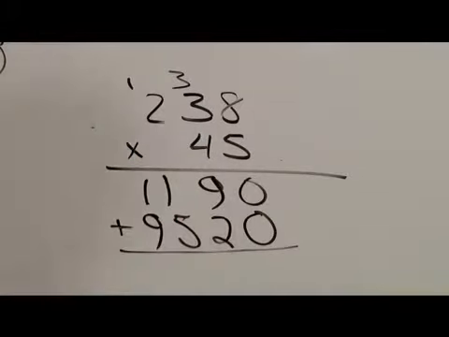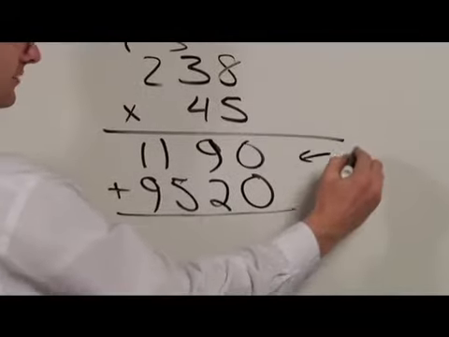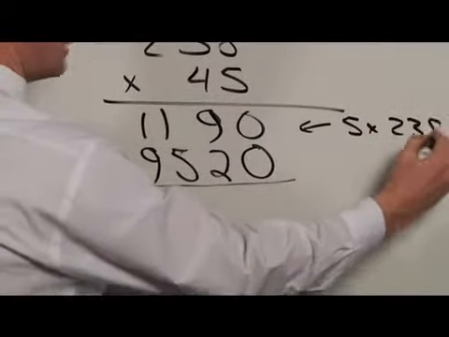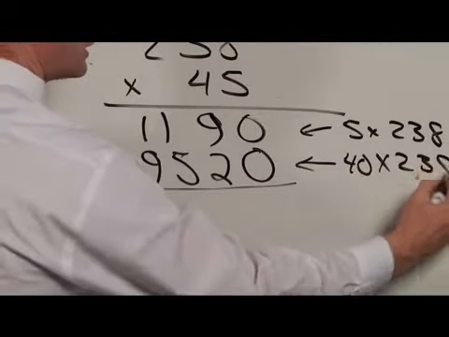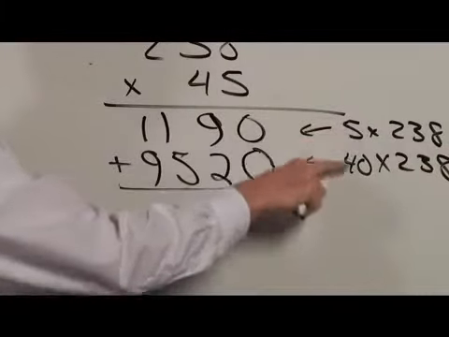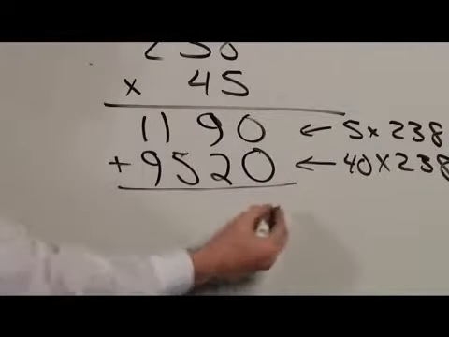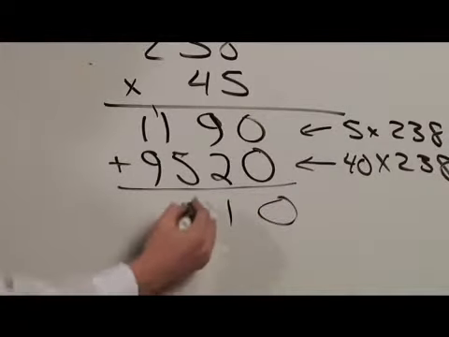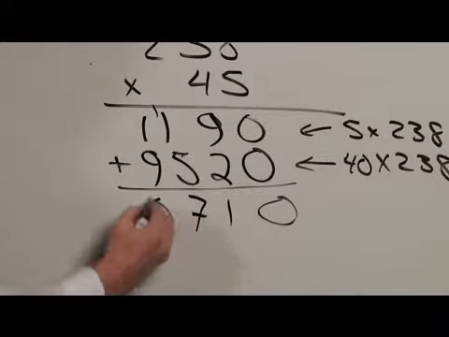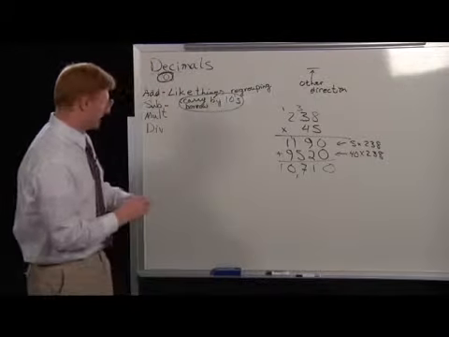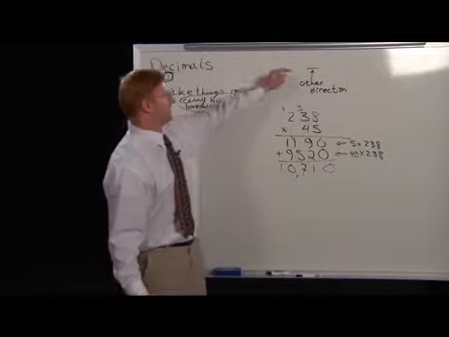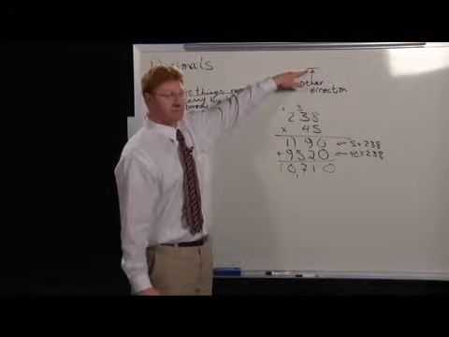And we add those together. So this guy right here was 5 times 238. And this guy right here was 40 times 238. And so when we add them, we get 45 times 238. So we get 10,710. Now, this negative sign still means other direction.